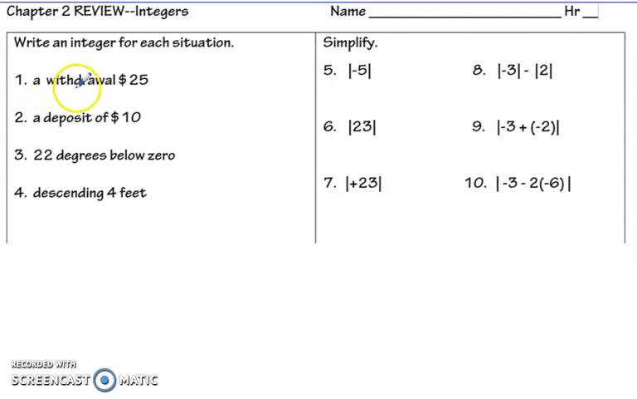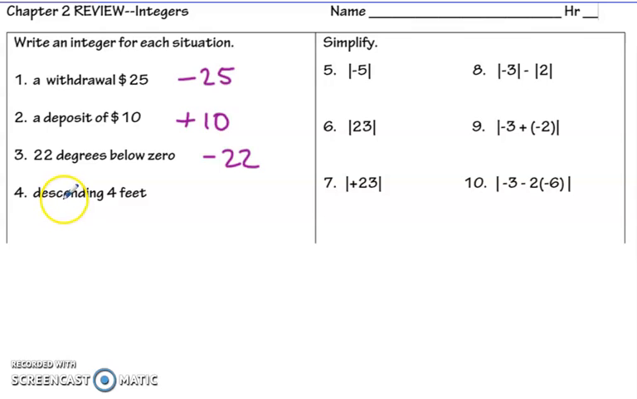Okay, so a withdraw means that you're taking money out of the bank account, so we're going to subtract money out of it, so it's just a minus 25. Notice how I do not put any units in the answer because this is just asking for an integer. No units. Okay, a deposit of $10, so that's going to be adding money to your account. There you go. 22 degrees below 0, so it just means it's a negative 22.